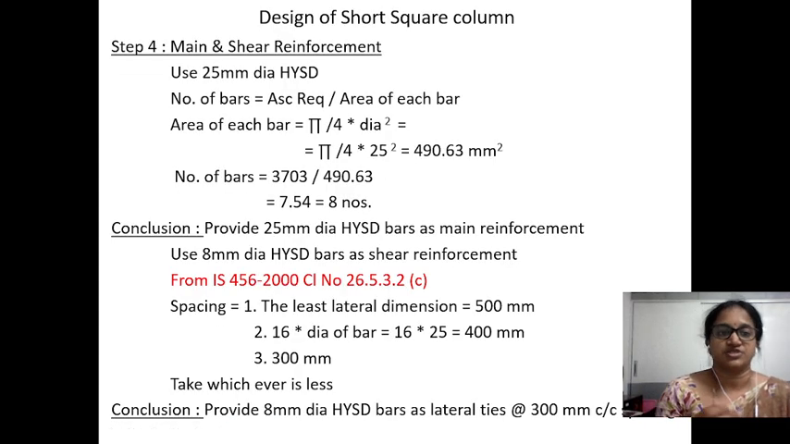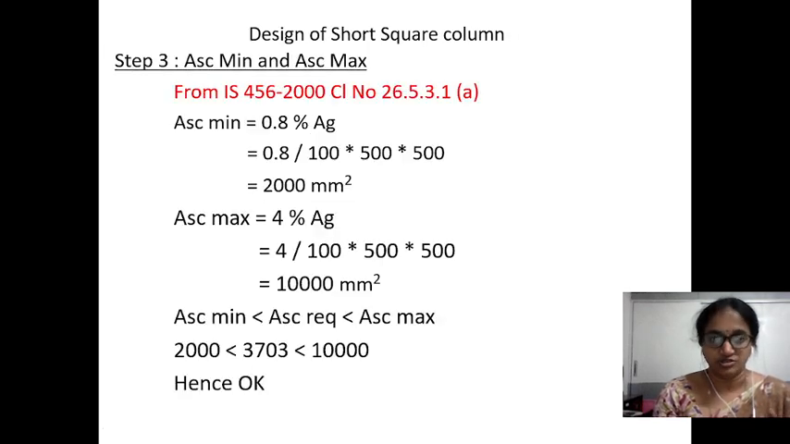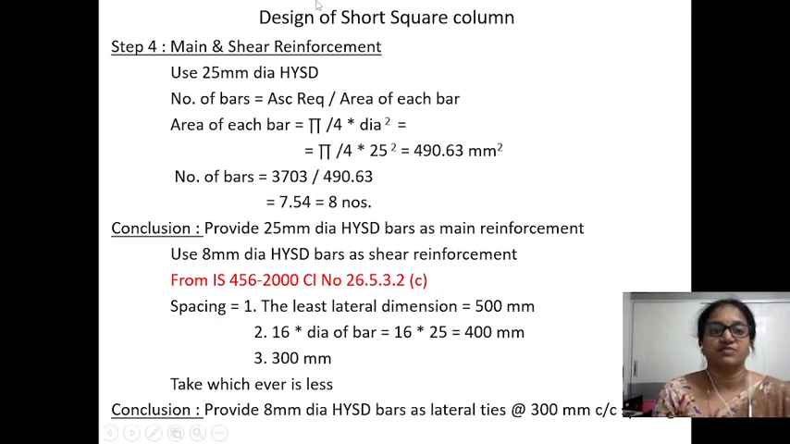Now, coming to step 4. In this the main reinforcement and the shear reinforcement is designed. So, for main reinforcement, as I got the area as 3000 approximately, I am using 25 mm dia HYSD bars. Based on that area we can choose the dia of the bars. It may be 16 mm or 20 mm if the area is less than 2000. If it is more than 3000, just go for 25 mm dia bars.